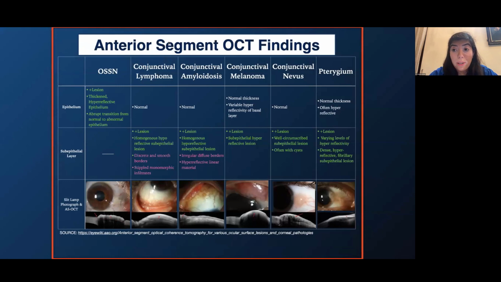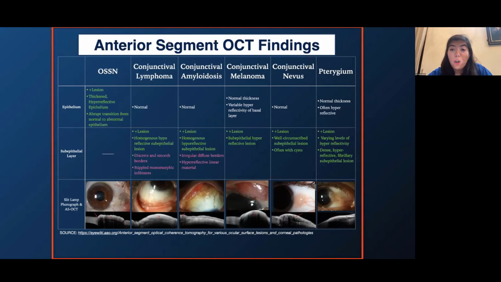Conjunctival amyloidosis, as mentioned, is very rare, but it is good to know its distinguishing features. You will see lines in the subepithelial space, and those lines are very suggestive and classic for amyloidosis. We have discrete smooth borders with stippled monomorphic infiltrates in your lymphoma versus in amyloidosis, they are irregular, diffuse borders with hyperreflective linear material.